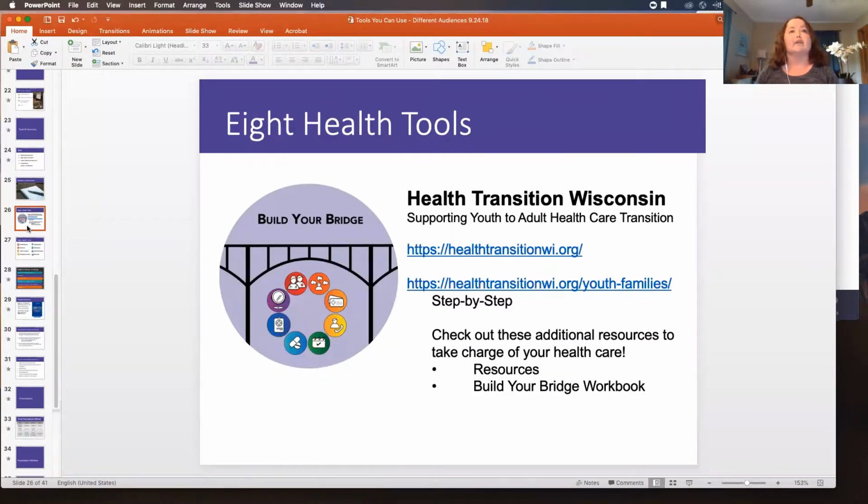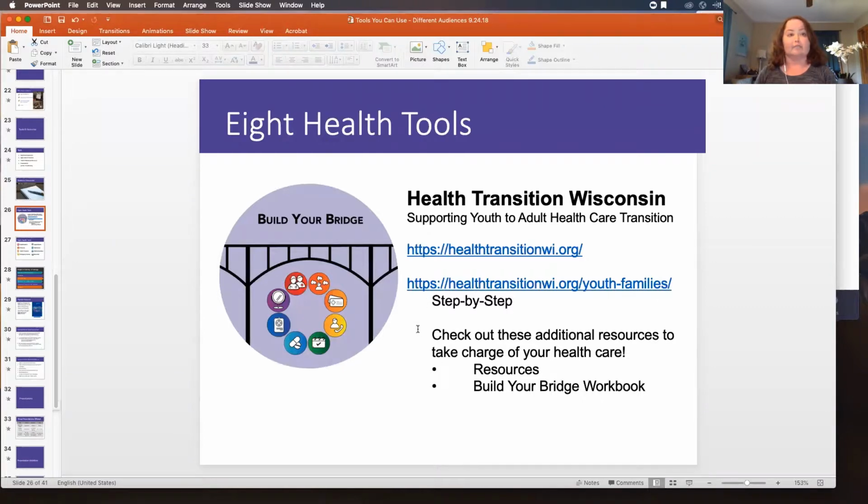We also have our 8 tools, health tools. And these are the tools that we as the Youth Health Transition Initiative have felt are very important towards making a transition from pediatric to adult healthcare. You can find this information and all of the workbooks and additional resources on our website.